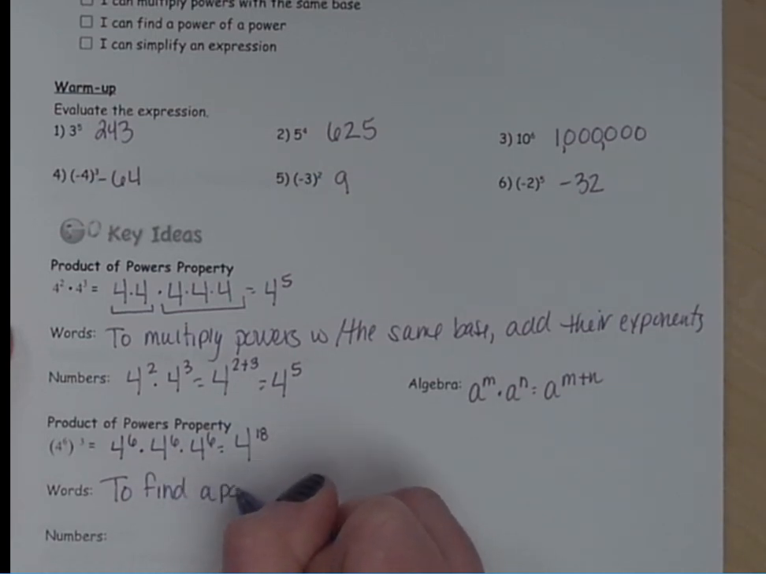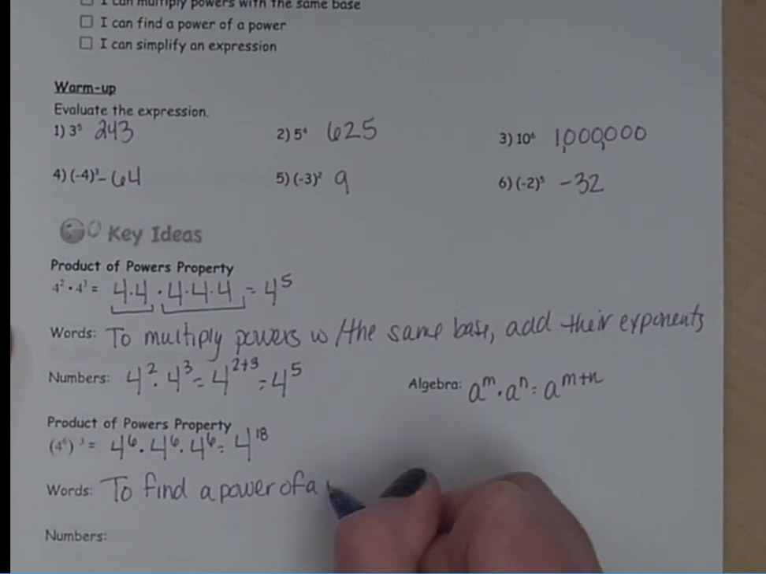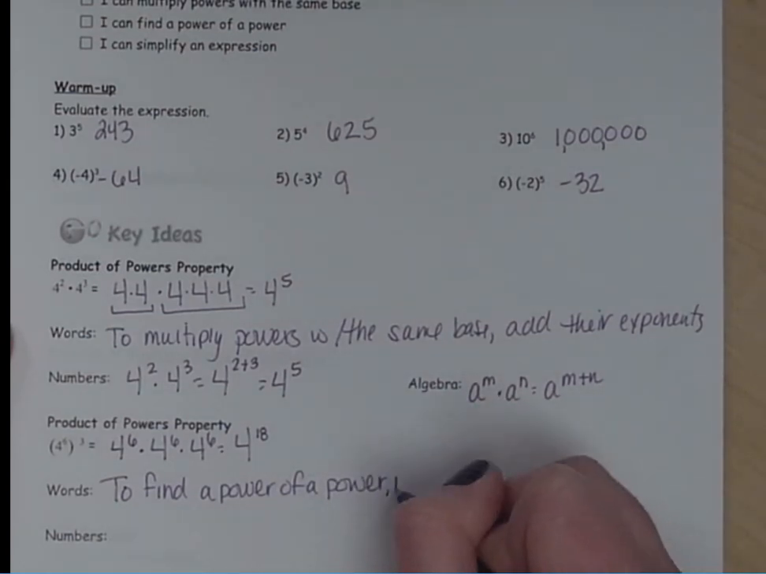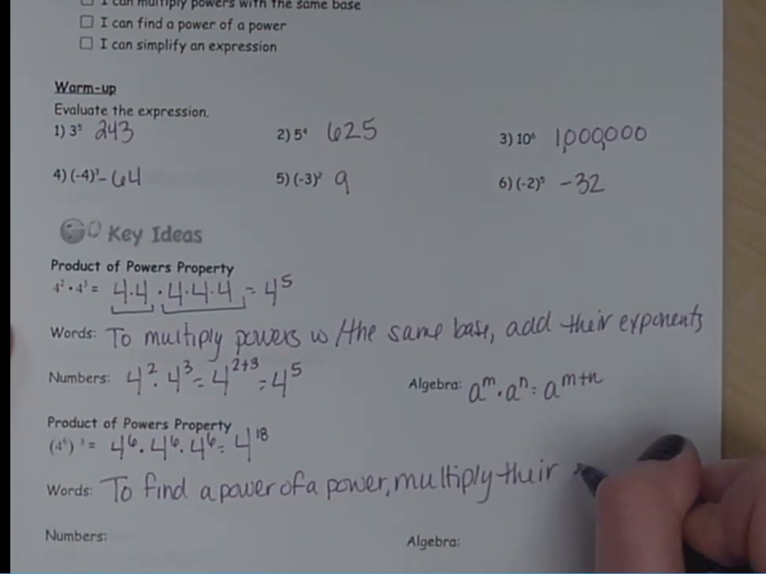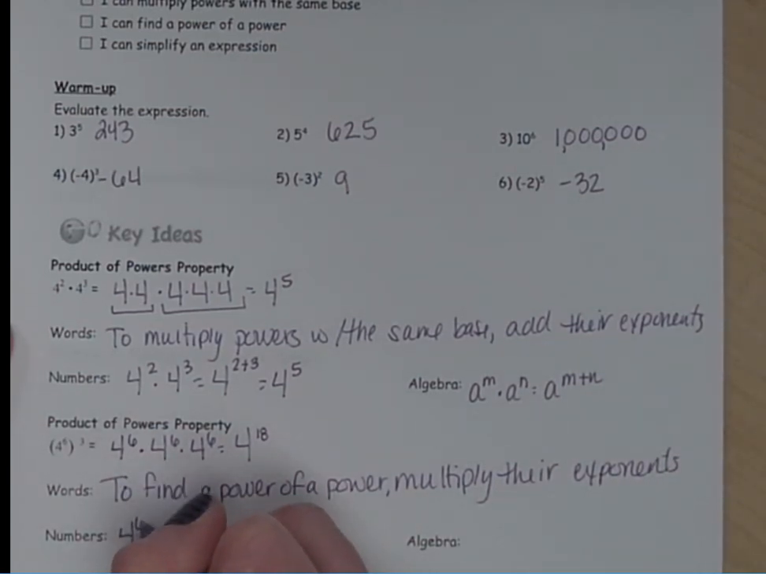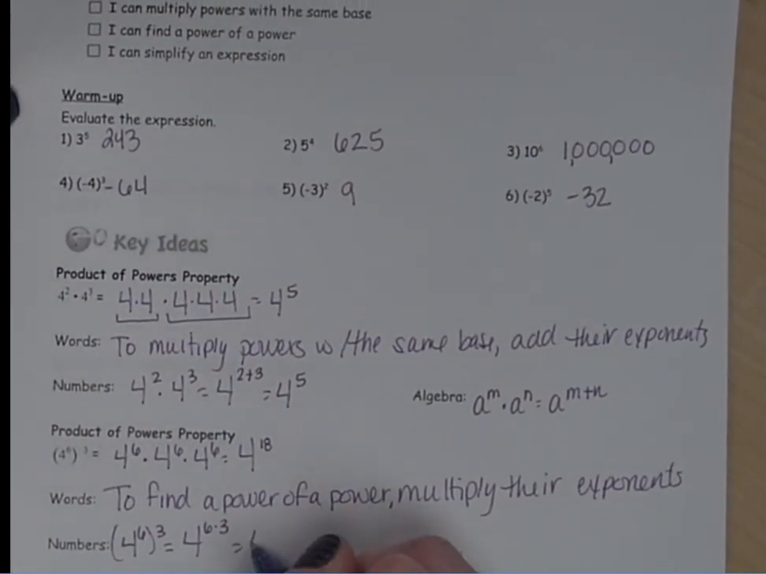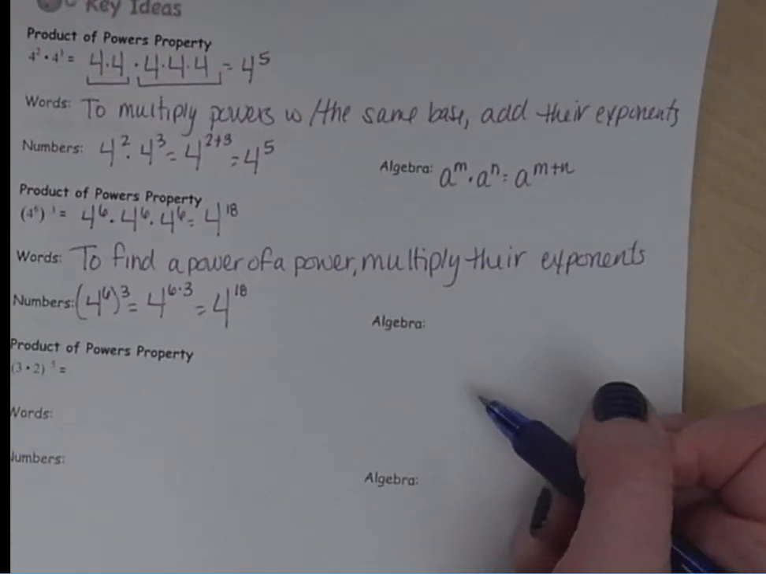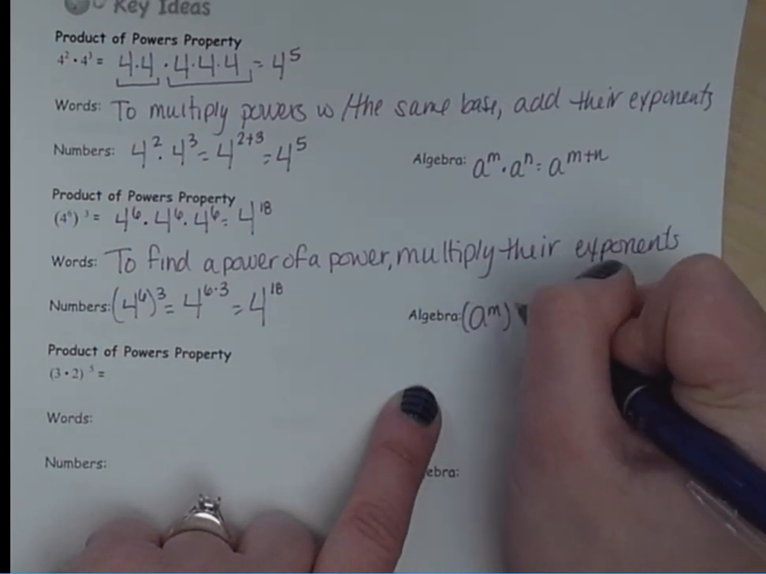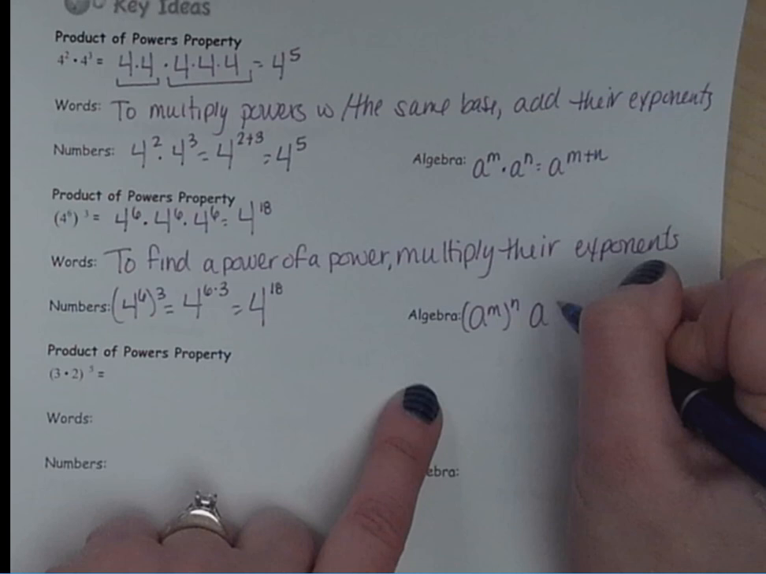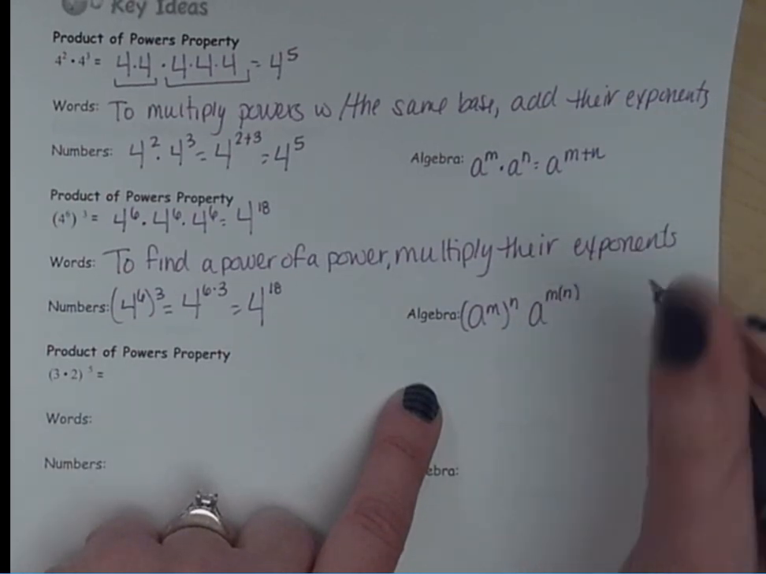So to find a power of a power, multiply the exponents. When I had 4 to the 6th cubed, that was 4 to the 6th times 3, which would give us 4 to the 18th. Let's look at that algebraically. If I have a to the m to the nth power, I'd have a to the m times n.